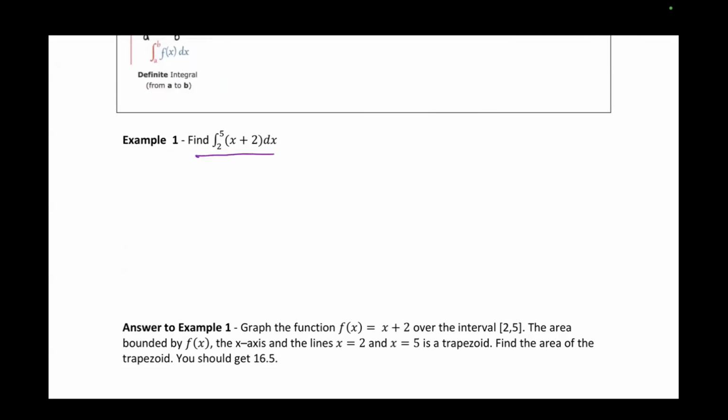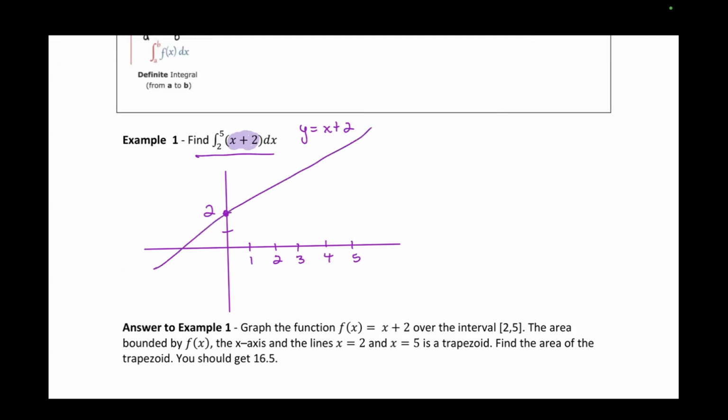How would I find the definite integral from 2 to 5 of x plus 2 dx? So the first thing I have to do is graph this function, the function y equals x plus 2. All right, we can do that. That's an Algebra 1 problem. All right, we're going to go from 2 to 5. 1, 2, 3, 4, 5. That is a line which has a y-intercept of 2 and a slope of 1. So it'd be a line that would go up something like that.